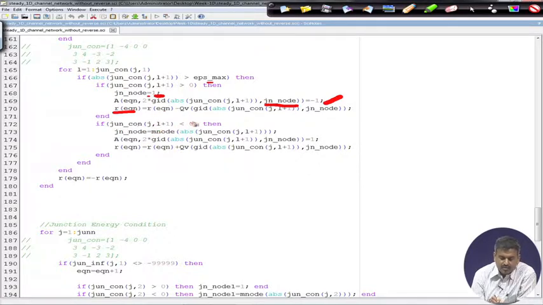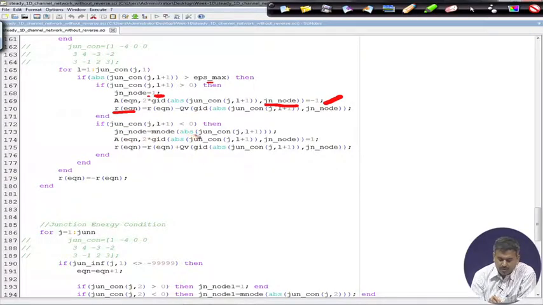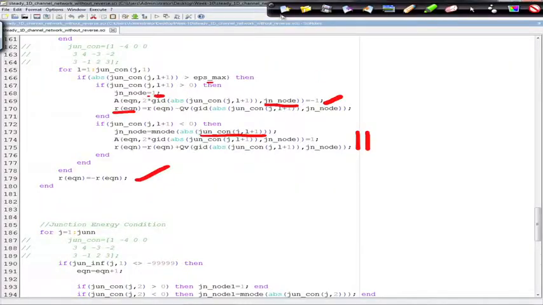Or junction continuity less than 0, that means this is a terminating section, then J node equals M node, or the absolute value of junction continuity J, L plus 1. This will provide us information about the channel reach. Then I can write this code there, and finally R equivalent should be minus R equivalent, because minus of the function value should be there.